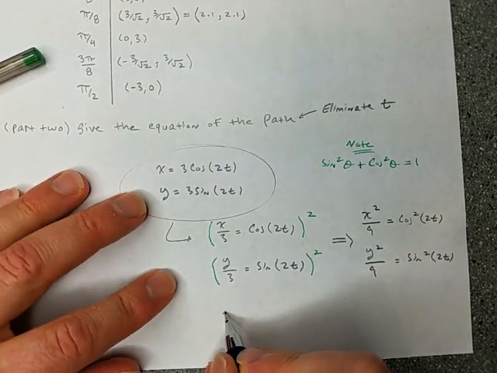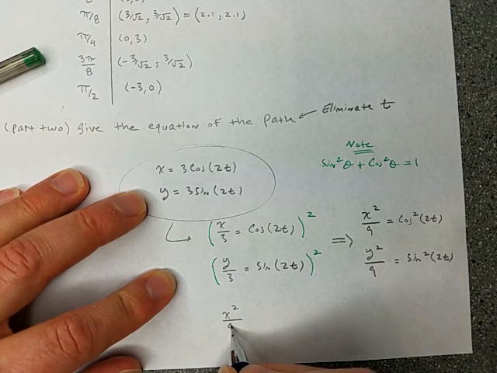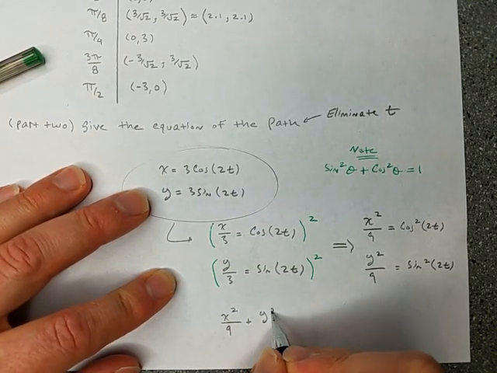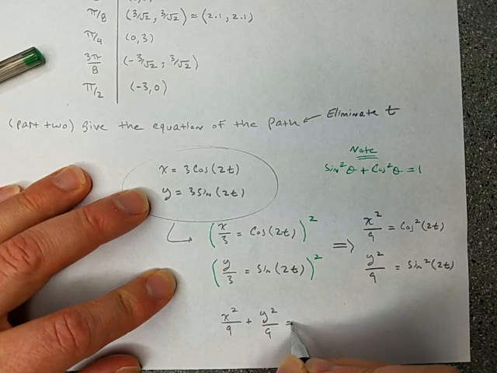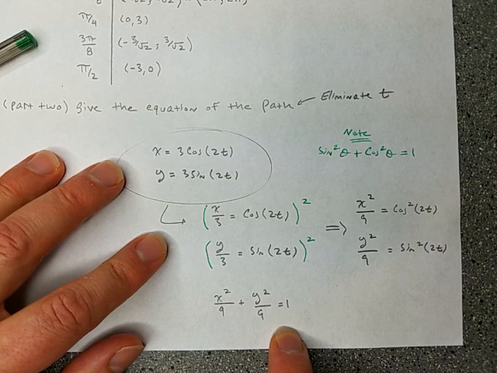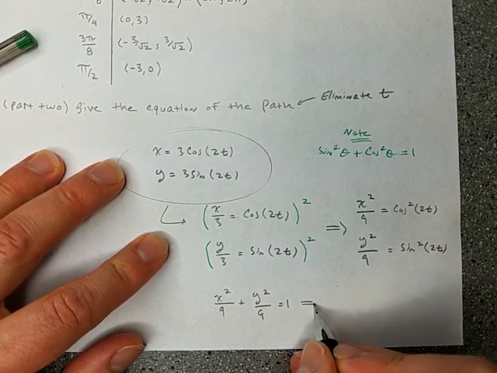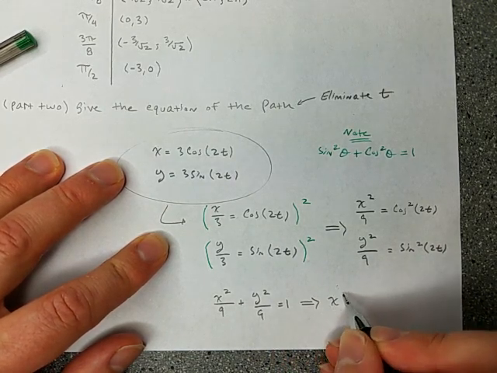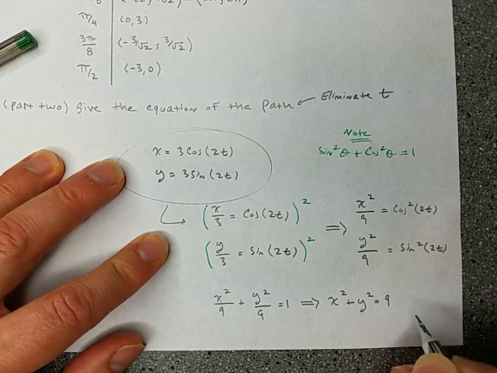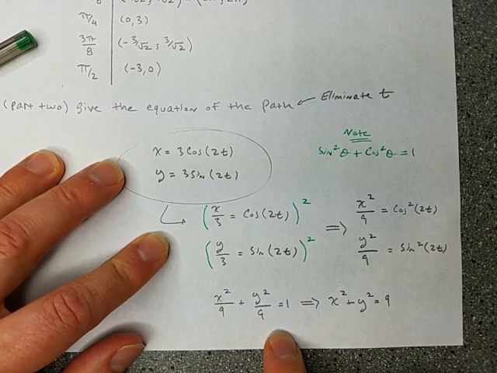So we'll get x squared over 9 plus y squared over 9 equals 1. And then if I multiply this by 9, I'll get finally something that I think is some standard equation that I can recognize. If I multiply all that through by 9, I'll get this.